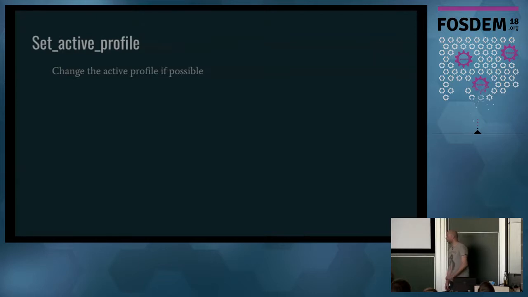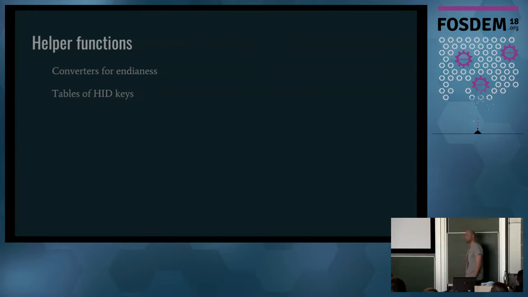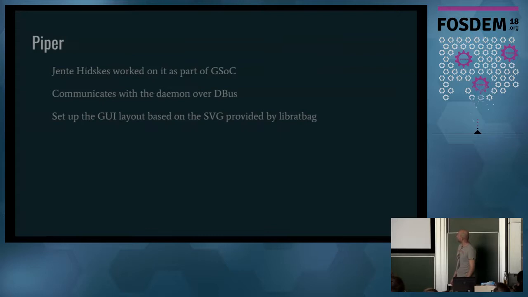The one for set active profile: some mice will allow you to change the profile from the client. So if you're working with Piper and you change the profile in the dropdown, it can move it as well. And the remove function is just to free any memory you allocated. Libratbag has some helper functions that are worth taking into consideration, especially for the endianness. If you have some fields that are 16 bit, you'll want to use the helper functions to do the conversions for you. There are also tables for the HID keys, so that you don't have to do all those lookups yourself. So take a look out for those if you are going to write one.